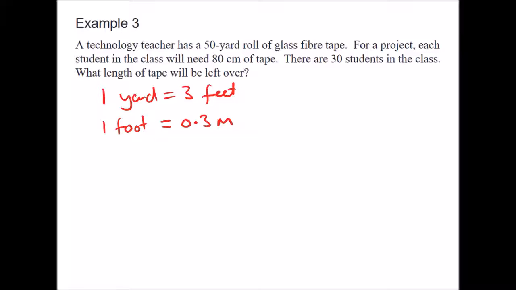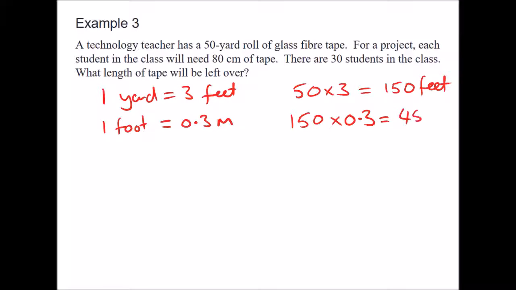So 50 multiplied by 3 will convert this 50 yards into feet. So I know that 50 yards is the same as 150 feet. And now if I want to get my 150 feet into meters, I'm going to have to start with that 150 and multiply by 0.3. And so that's going to convert my 150 feet into 45 meters. So that's the really important part done. That's the hard bit done. That's how many meters I've got on my 50-yard roll of fiberglass tape.